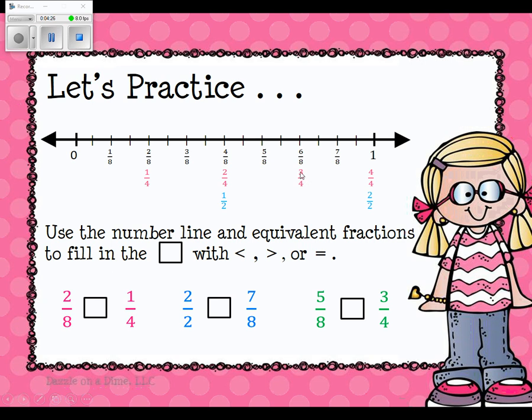3/4 on your number line. So you know this one's smaller. 5/8 is less than 3/4.